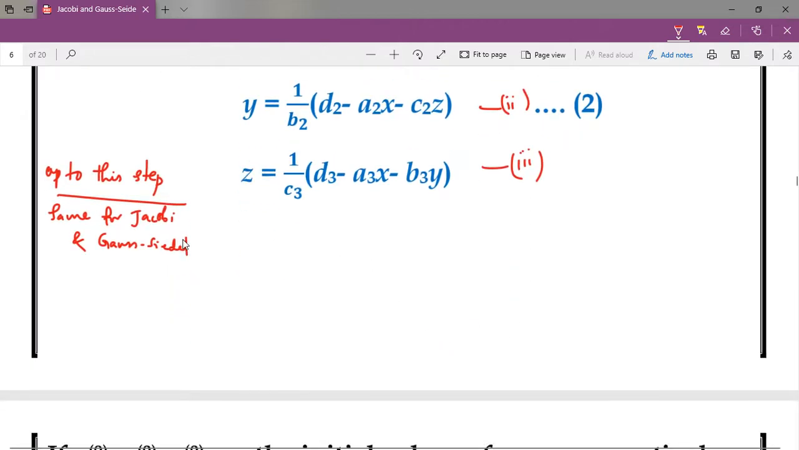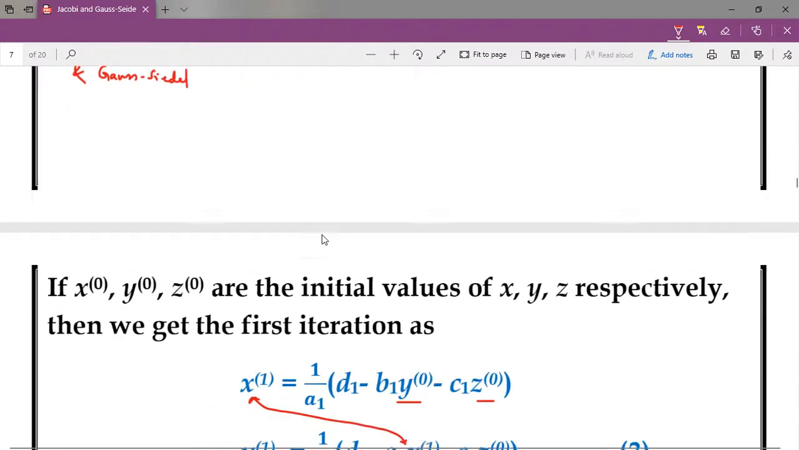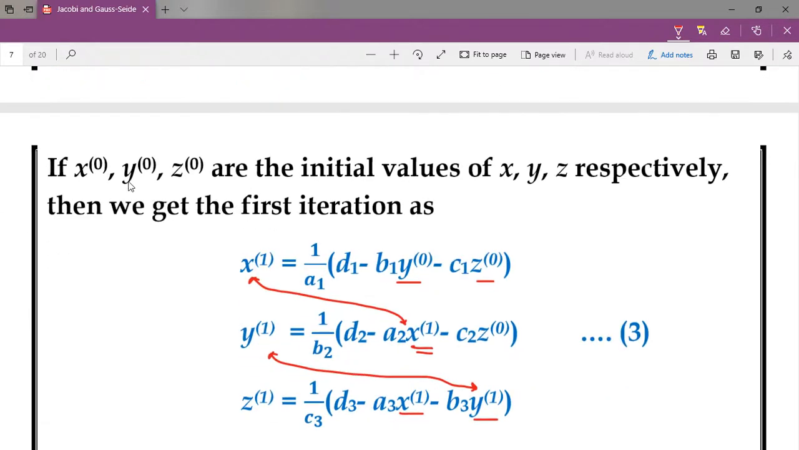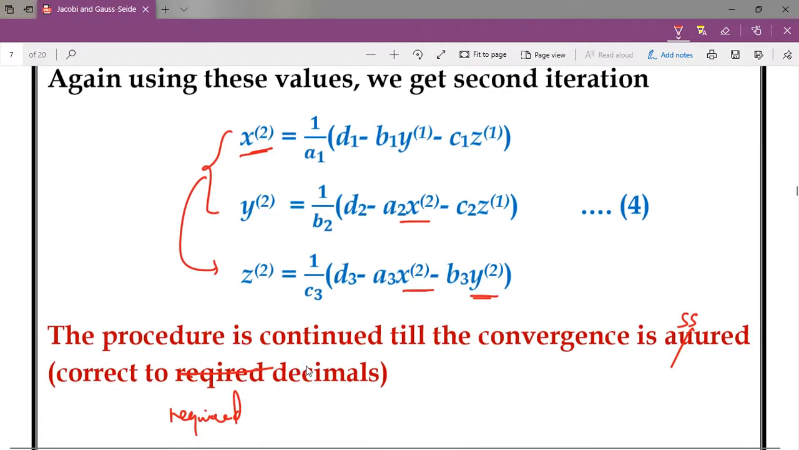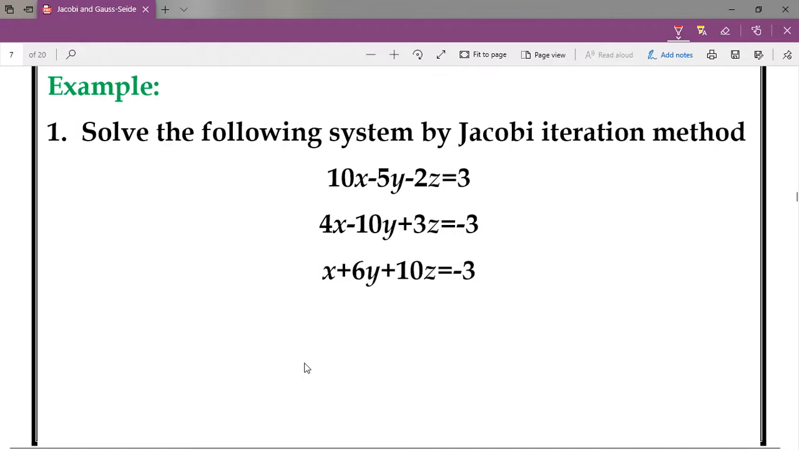Okay. So up to this step it is same for Jacobi and Gauss-Seidel. Now we are discussing Gauss-Seidel, therefore we are going to use x naught, y naught, z naught as initial values. To find first iteration of x, we are using y naught and z naught. To find first iteration of y1, we are using x1 as the latest root. We keep z0 the same because we have no newer value. To find z1, we are using x1 and y1. Okay. So this process continues till the convergence is assured.